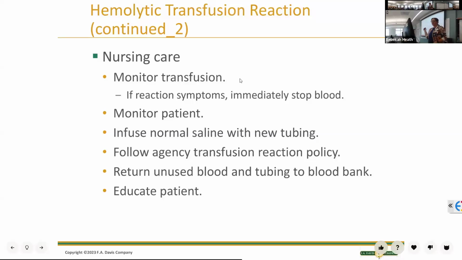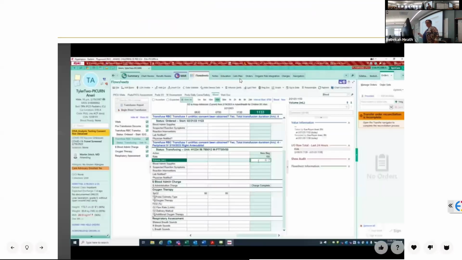We want to infuse normal saline with new tubing every time we set up a blood transfusion. And we'll get to that in a minute. Oh, good. I did put it in here. Okay, so this is the Epic chart for blood infusion.